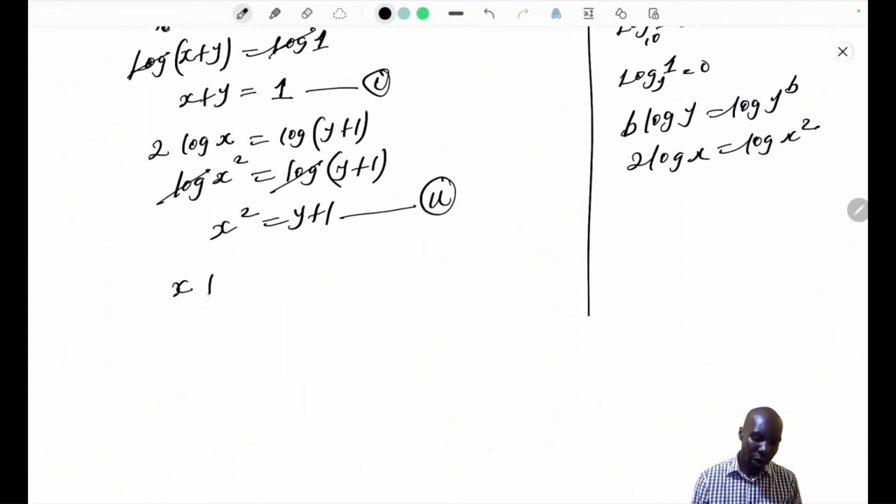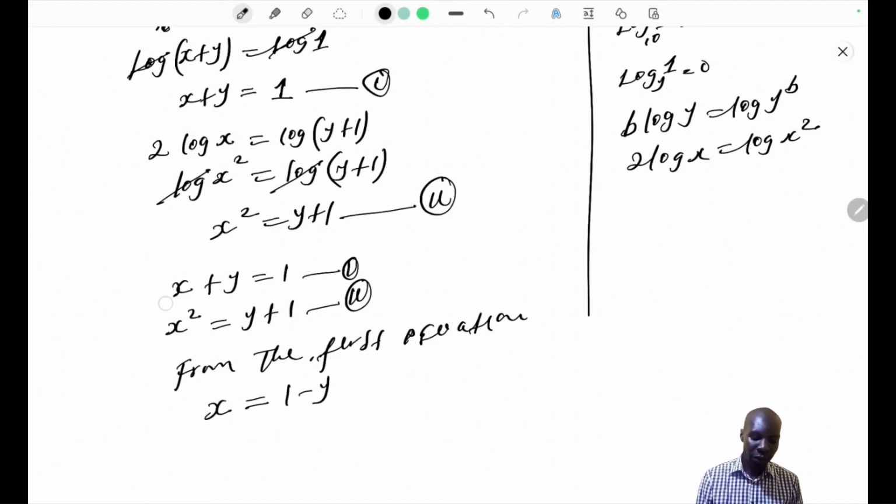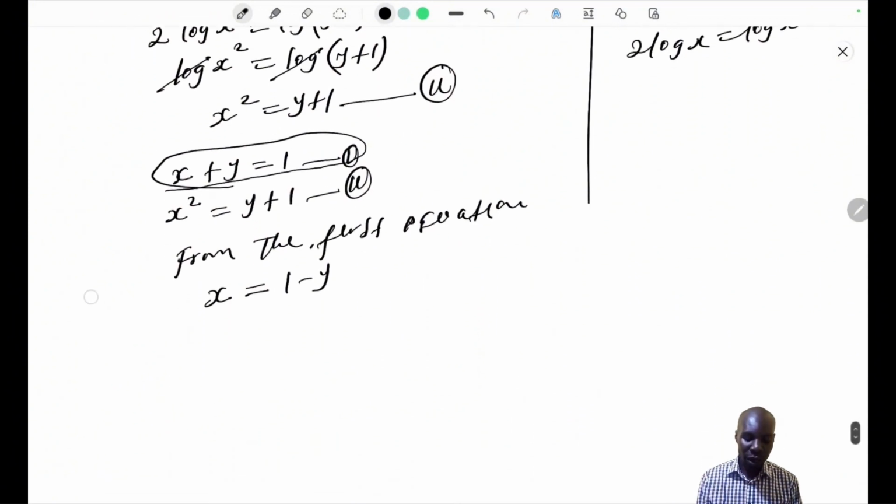So we have got 2 equations. We have got x plus y is equal to 1, and x squared is equal to y plus 1. So this can be solved using the substitution method. You can say from the first equation, we can have x is equivalent to 1 minus y.